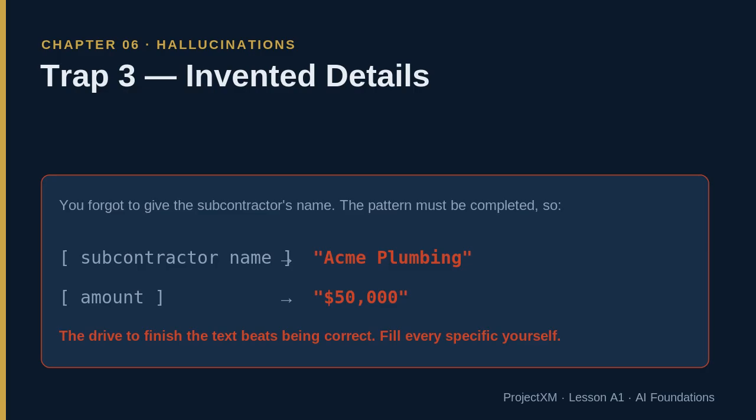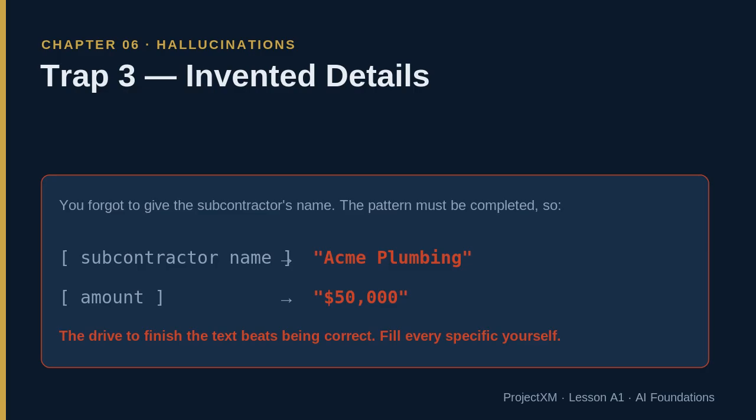Unbelievable. It might call them Acme Plumbing. It might hallucinate a contract sum of $50,000 just because those tokens frequently appear in warning letters. It invents facts to satisfy the pattern. It prioritizes sounding correct over being correct.